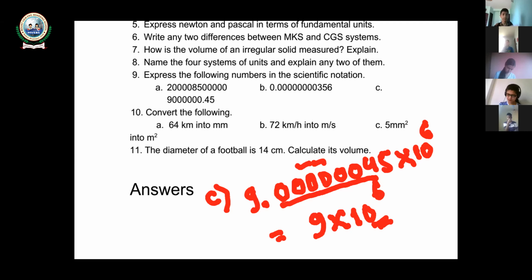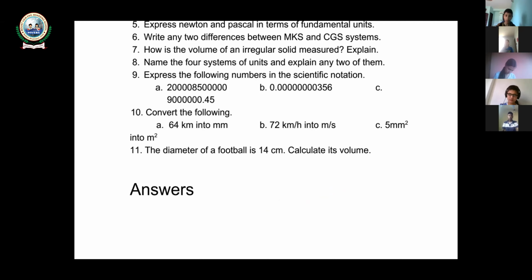The method is, obviously, we are shifting the decimal to the left side. Then we have 9.000000045 into 10 power 6. Since after the decimal the digits are so small, we neglect those digits, and finally we write 9 into 10 power 6, like that.